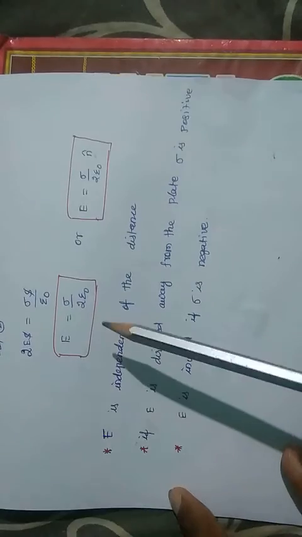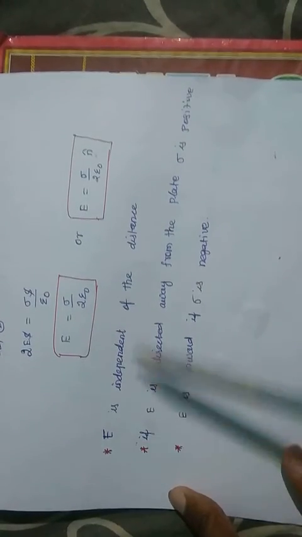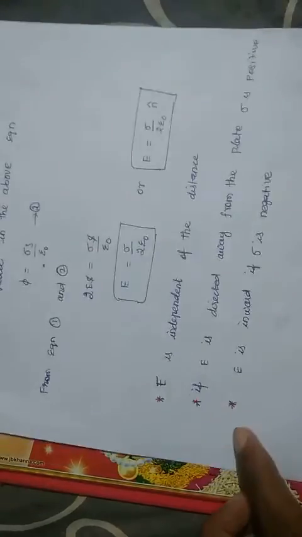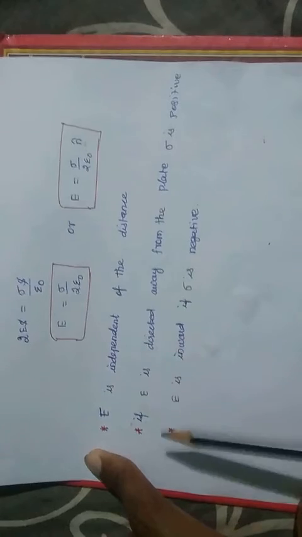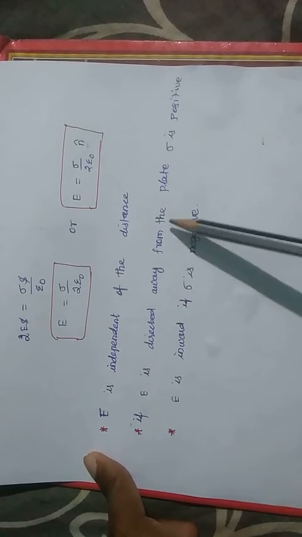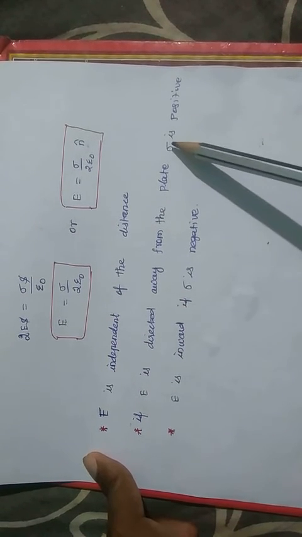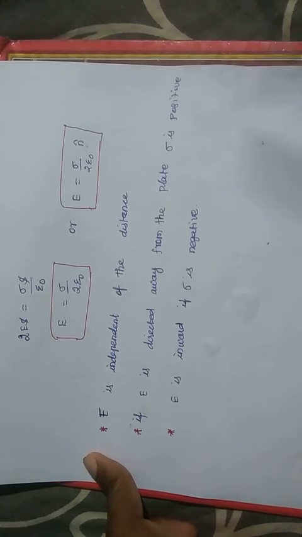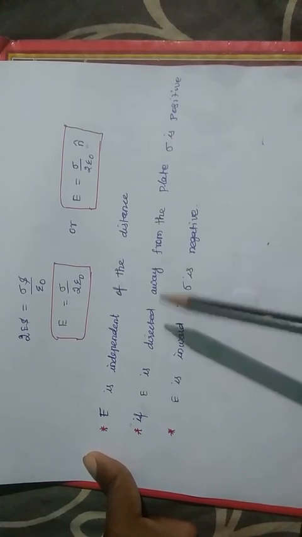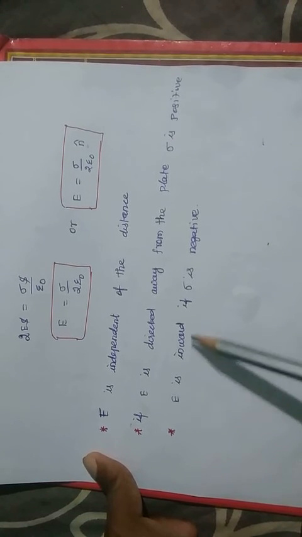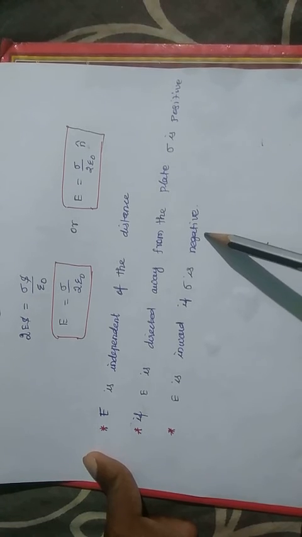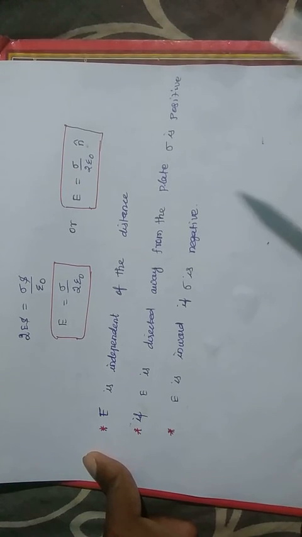What can we conclude from this? The E is independent of the distance. If you change the distance, it will not affect the electric field. That is the conclusion we are giving from this. So E is directed away from the plate if sigma is positive, where sigma is the surface charge density. If sigma is positive, the field will be outwards. If E is inward, it means sigma is negative. That's the conclusion.